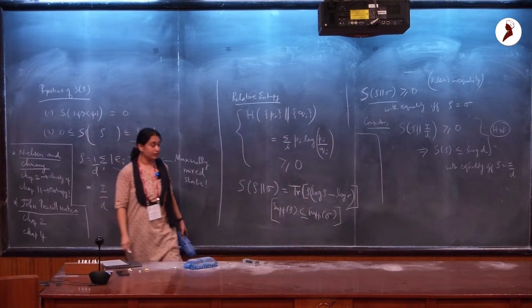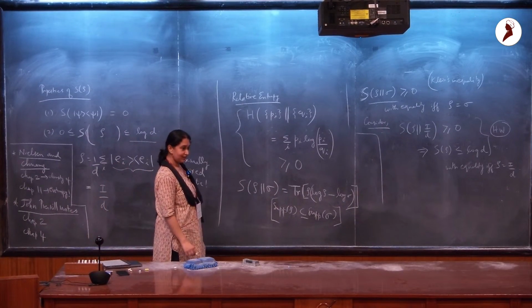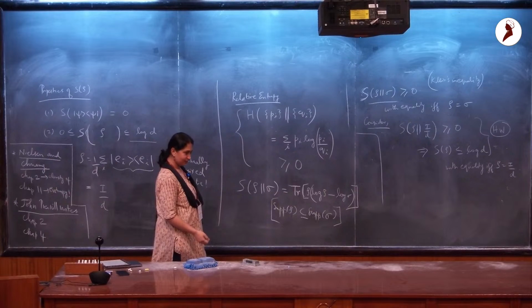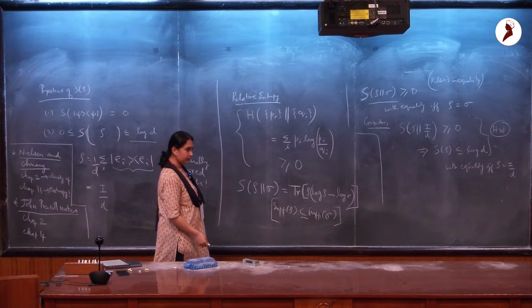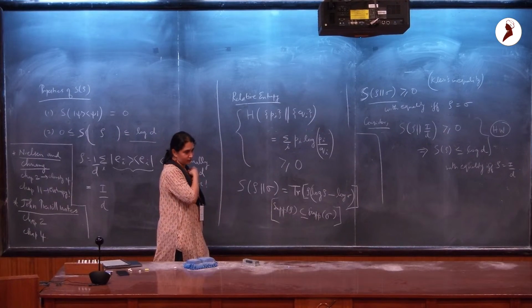Yeah. I have a problem in relative entropy. So I have a system. I have defined a density matrix. Now you say that I can define rho and sigma both. Yeah. But those two will be equivalent.